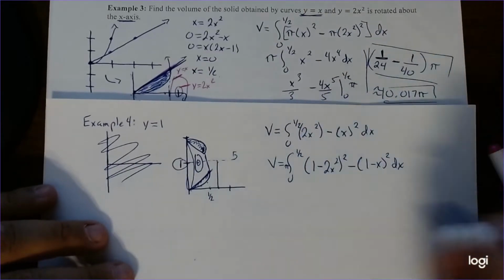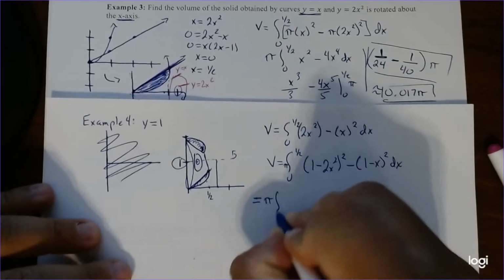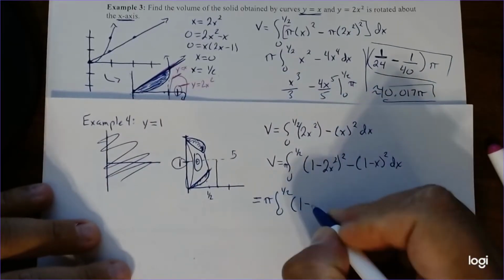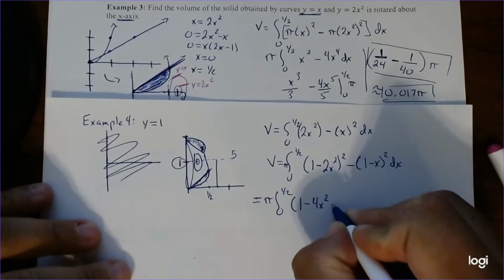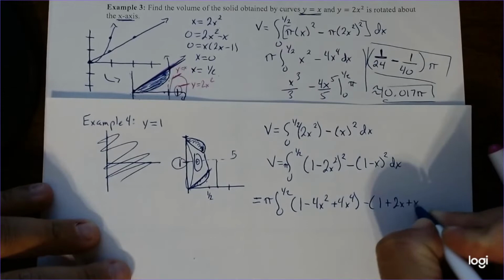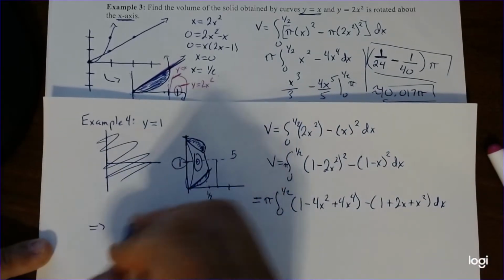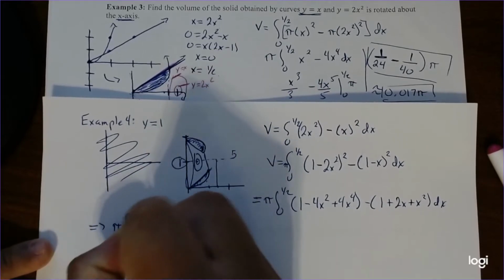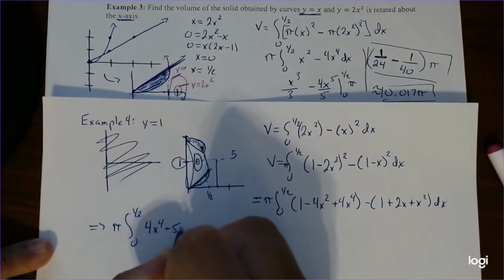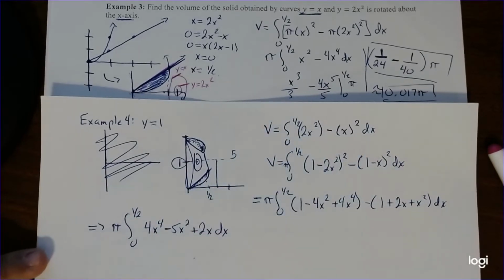Okay. And now we'll just simplify this as much as we can. So this is equal to pi on the outside, integral from 0 to 1/2 of, and just simplifying this gives you 1 minus 4x squared plus 4x to the 4th, and this gives us this on this side. And then putting everything together gives us that.